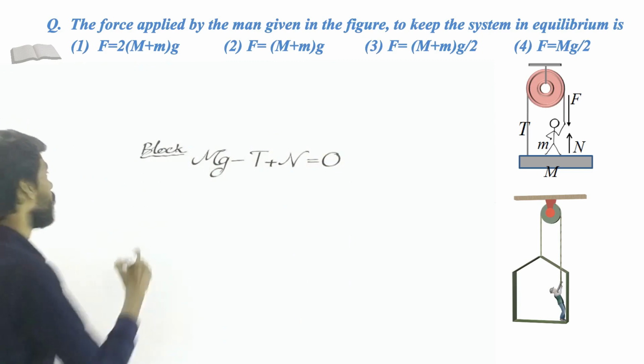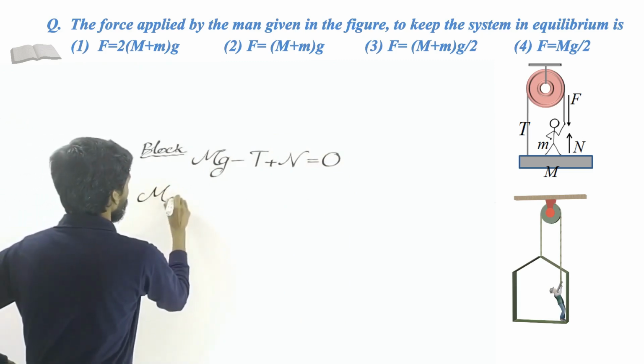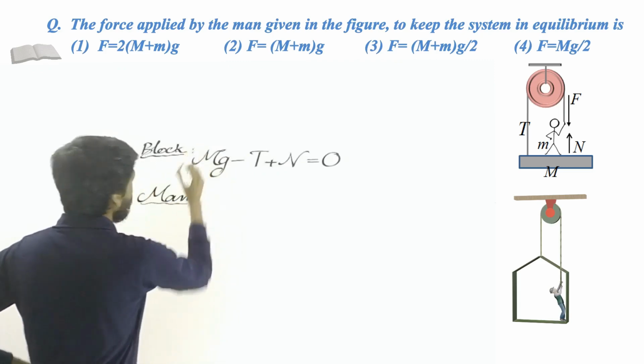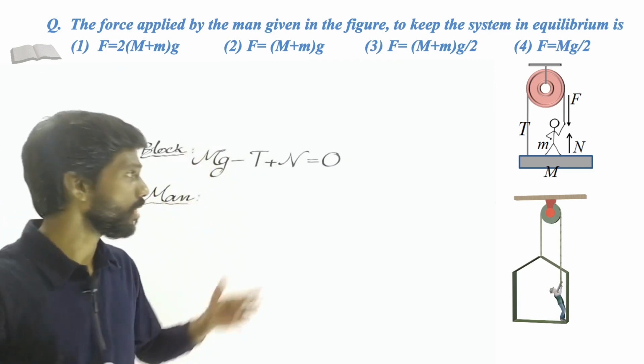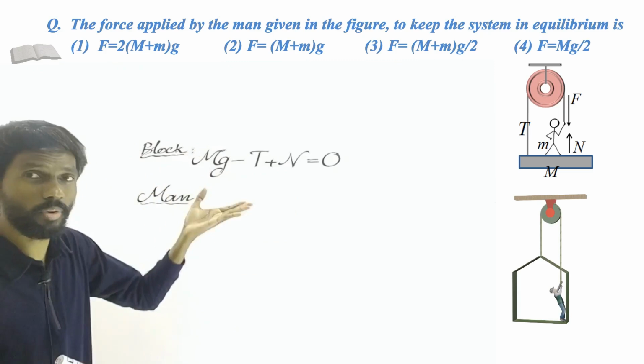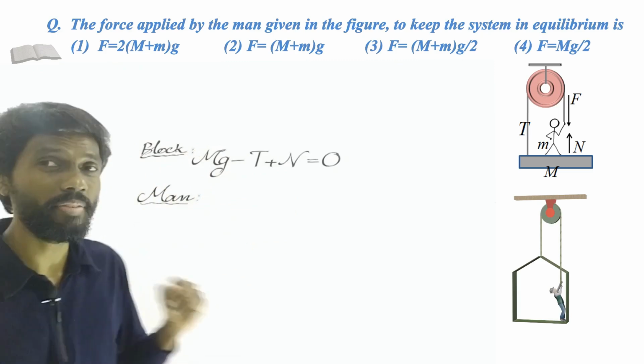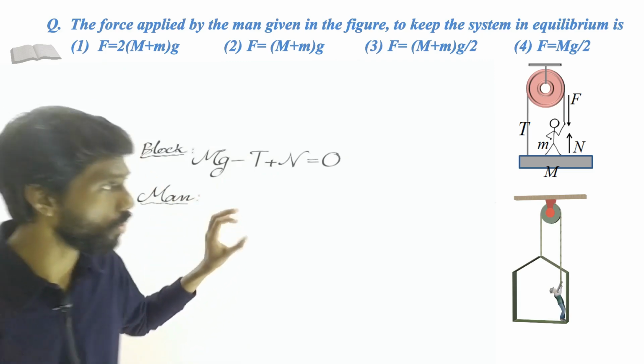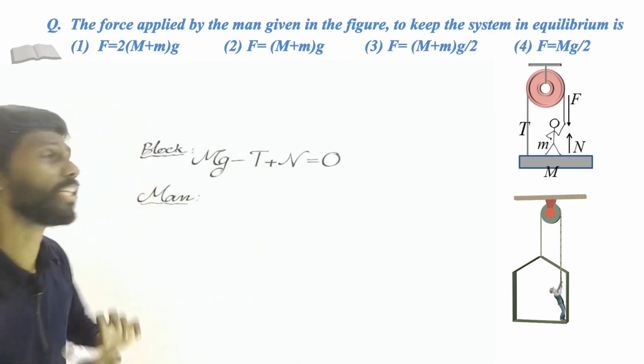Okay, now the man. What are the forces acting on this man? Now the tension force, right? Tension force is what is lifting him, right? Tension force in the upward direction, and also the gravitational force due to that person in the downward direction, and also normal force due to the plank. So these are the forces acting on the person.